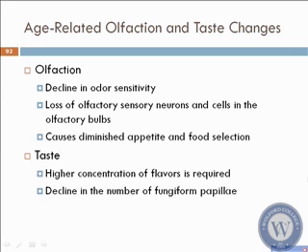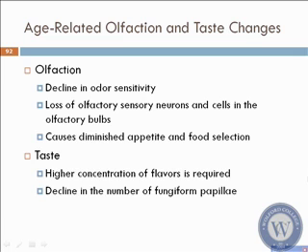Age-related olfaction and taste changes. Olfaction declines in odor sensitivity. There's a loss of olfactory sensory neurons. Okay. Taste is a higher concentration of flavors is required, and decline in the number of fungiform papillae is also evident. If you notice that as people get older, their taste for stronger foods becomes almost something that they do very commonly.